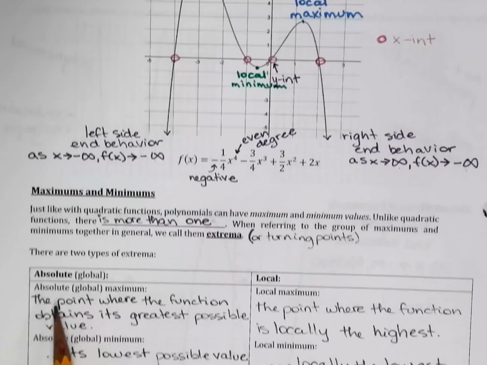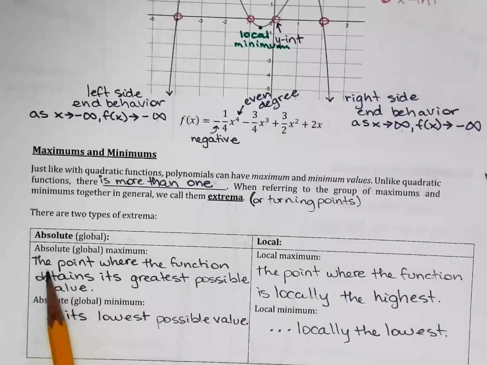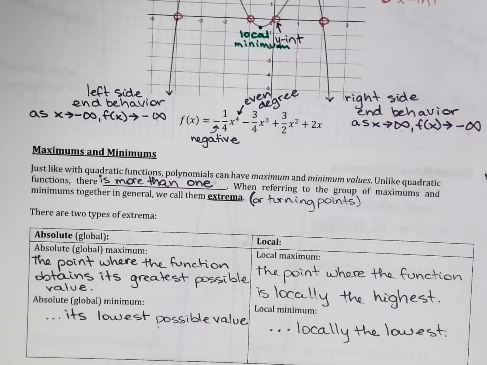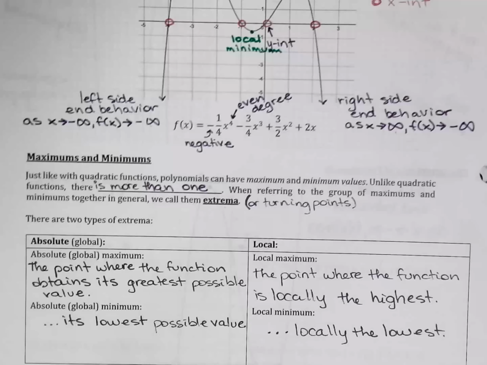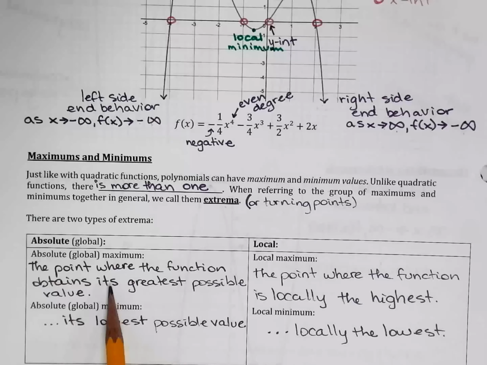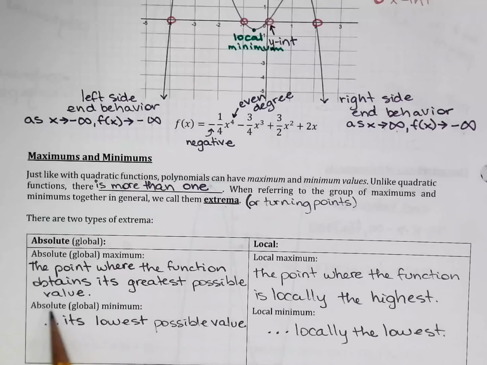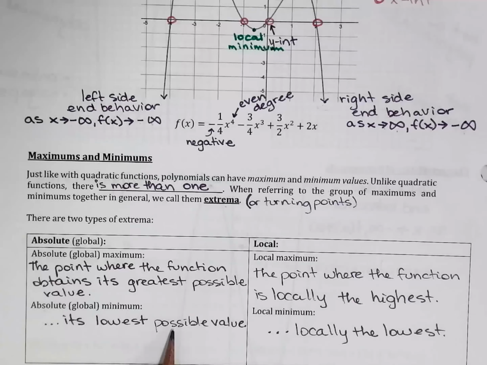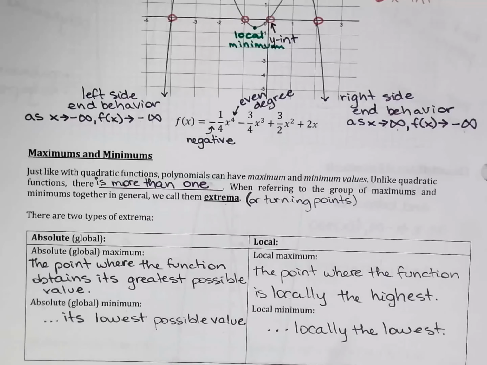So we already talked about the absolute maximum a little bit. It's the point where the function obtains its greatest possible value. So you can't go beyond the absolute maximum. That's as high as your polynomial is going to go. That's the absolute maximum. And the same idea applies for the absolute minimum. It's the lowest possible value of your polynomial.